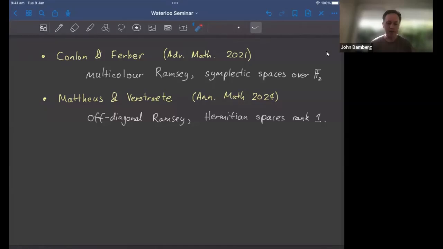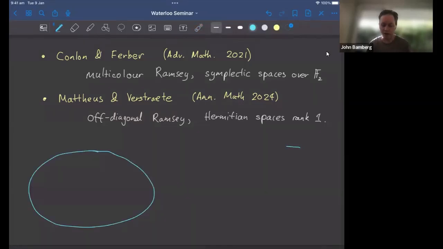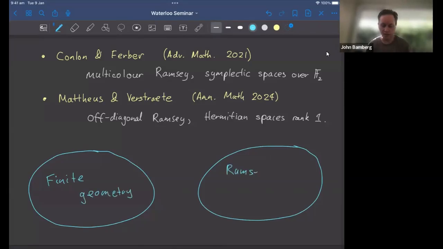So basically we have, in these two cases, but there's a few more other ones which I haven't mentioned, finite geometry here and Ramsey theory here. And there's been a lot of attention on trying to go this way, but nothing so far about going this way. Okay, so that's what we observed, that we could probably go the other way and say something about objects in finite geometry from things we know in Ramsey theory.